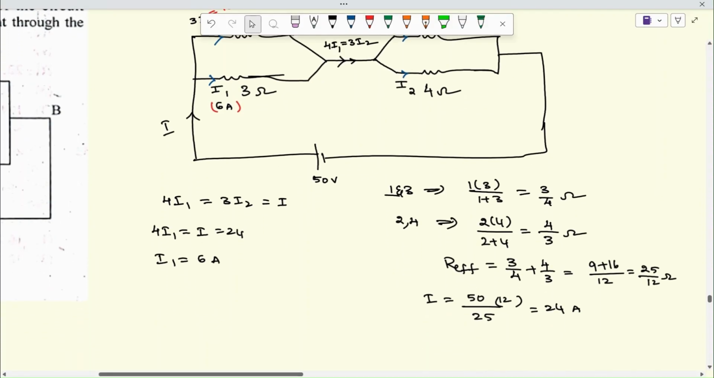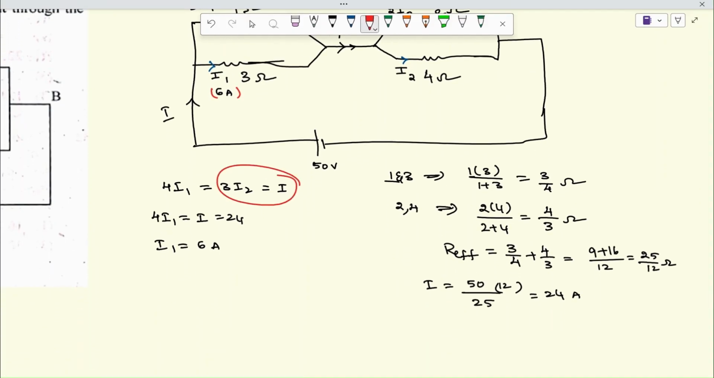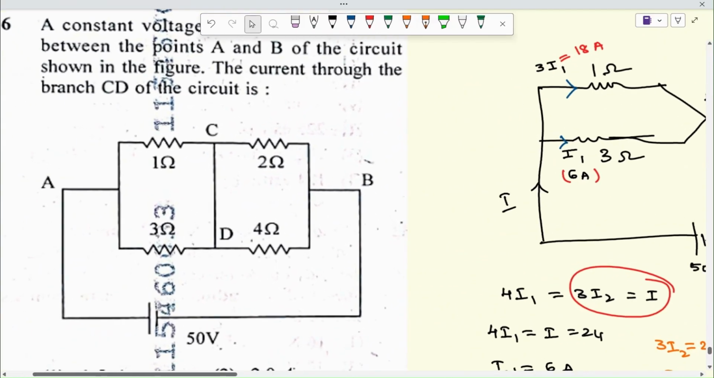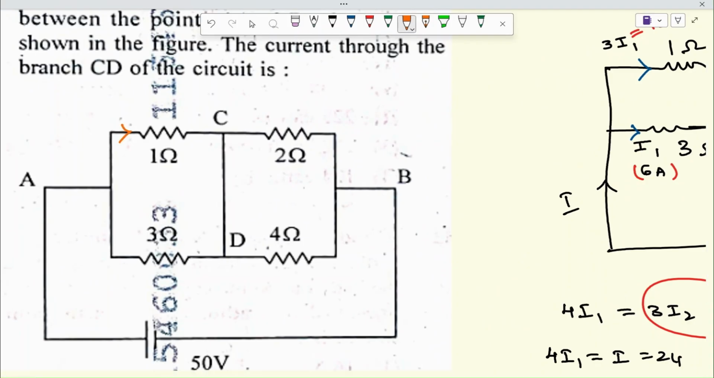Let's find I2 also. From this you can say 3I2 equal to I, which is 24. So I2 equal to 8. So 4 ohm. Here the current is 8 ampere, which means through 2 ohm the current is 2 into 8, that is 16 ampere. Now observe the circuit. 1 ohm is having 18 ampere, the 2 ohm is having 16 ampere. Now come back to the actual question. So here in this diagram, this is 18 ampere, this is 16 ampere.